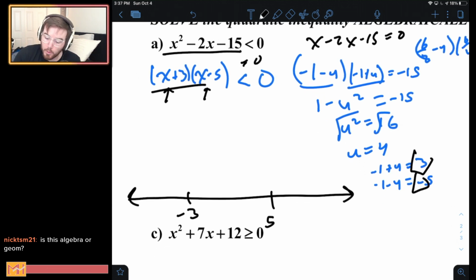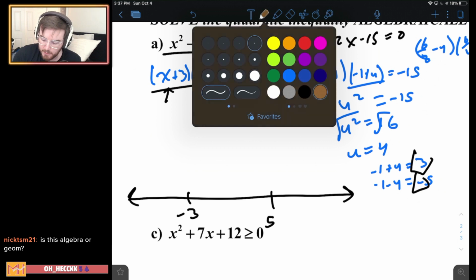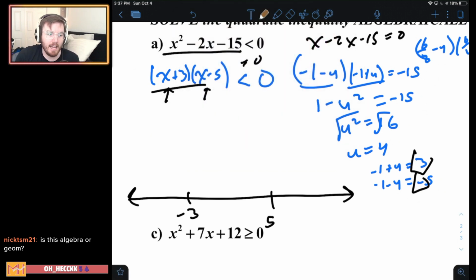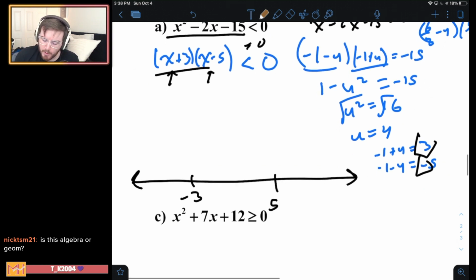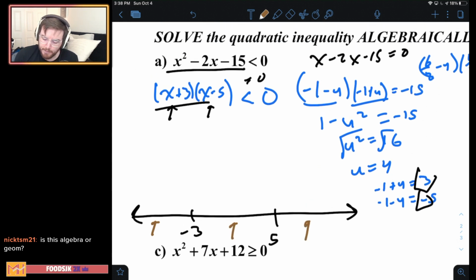and 5. But what we're going to do now, algebraically speaking, is test these values, which I feel like we did, but I could be mistaken. I could be losing it. We're going to test these values. We're going to test the number over here, test the number over here, and test the number over here. If our solution is less than 0, that part counts. If it's greater than 0, it's broken and doesn't work.